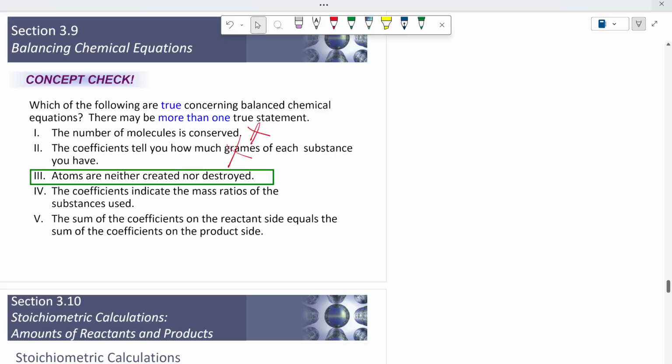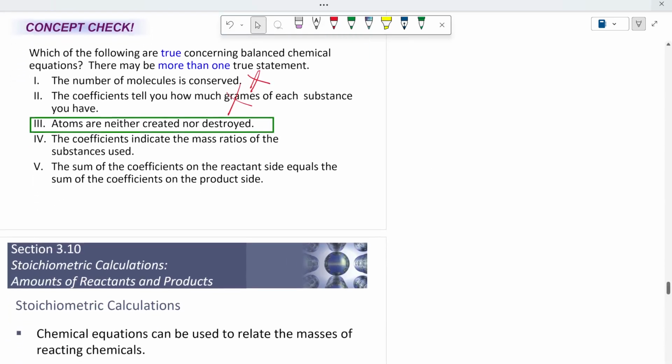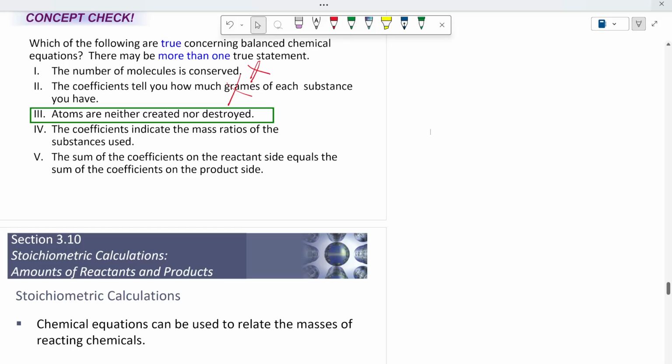The third statement: atoms are neither created nor destroyed. Yes, I think all agree with me. This statement is correct. If you start with carbon, hydrogen, oxygen, you should end with carbon, hydrogen, and oxygen. You will never ever end with gold. If we ended with gold, all chemists would be billionaires, but this is not the truth.